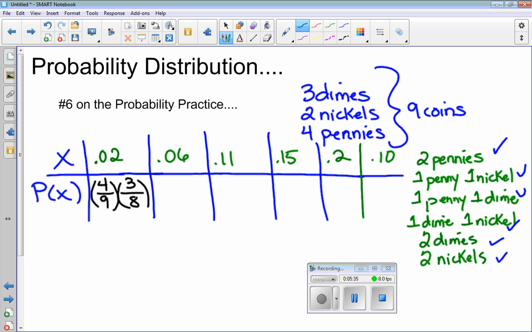What's it like? I had 4 out of 9, a total of 9 points. I had 4 pennies to start with. So it's a 4 out of 9 chance the first one dropped out was a penny. The second one dropped out was also a penny. Therefore, 1 was the first one. It's 3 pennies left in my pocket.